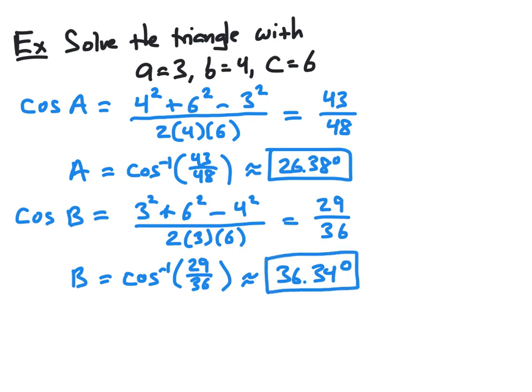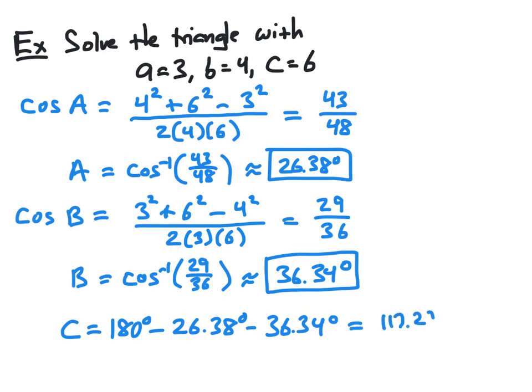To find angle C, we could do the same process again. We could first find cosine of C, and then take the inverse cosine function of that. Or, because we know the three angles need to add to 180 degrees, and we feel confident about our two angles so far, we could simply subtract these two angles from 180 degrees to find that C will be 117.28 degrees. And since we were given the three side lengths originally, and we have the three angles, we've now completely solved this particular triangle.